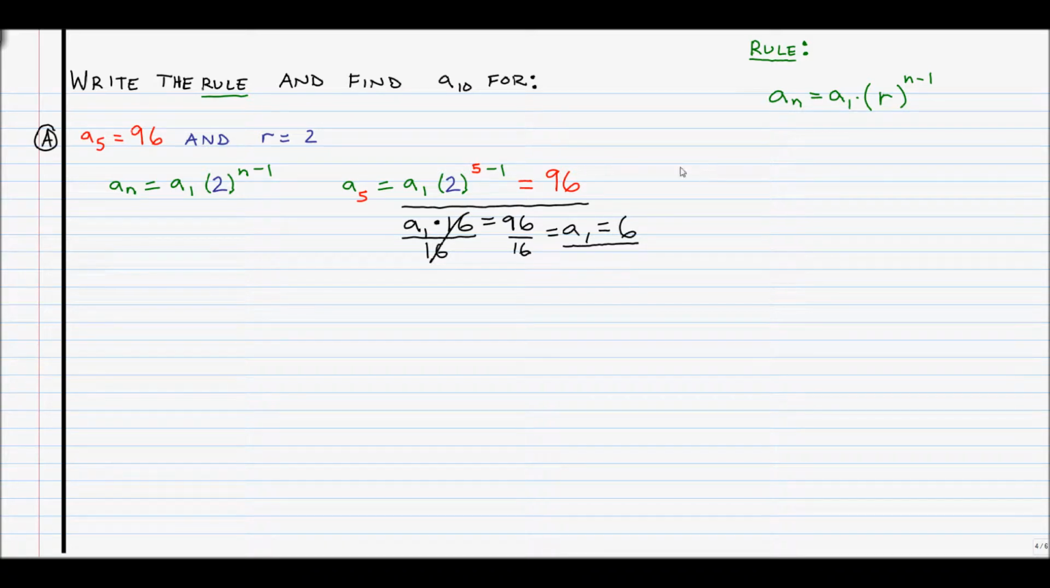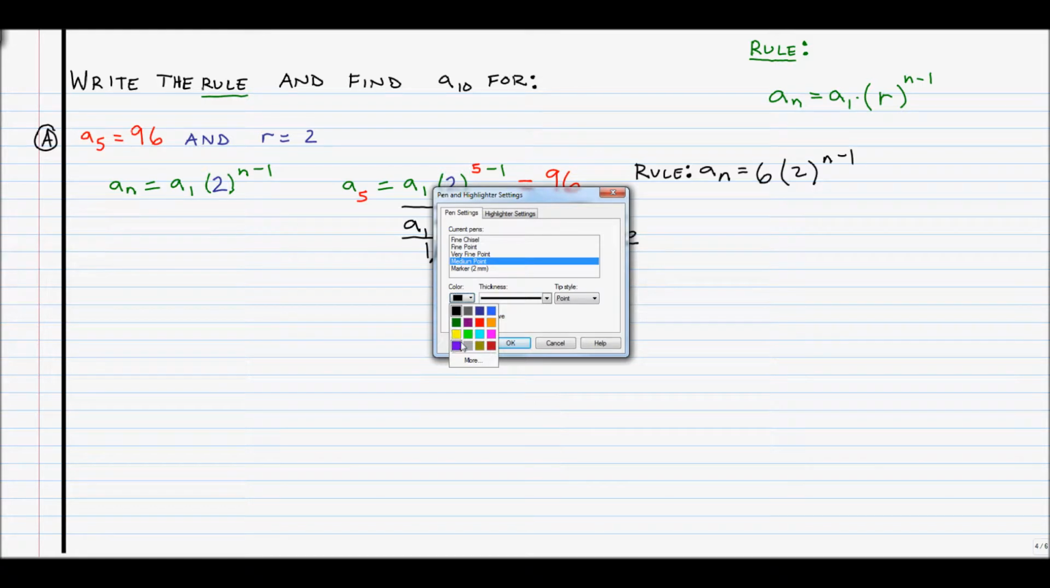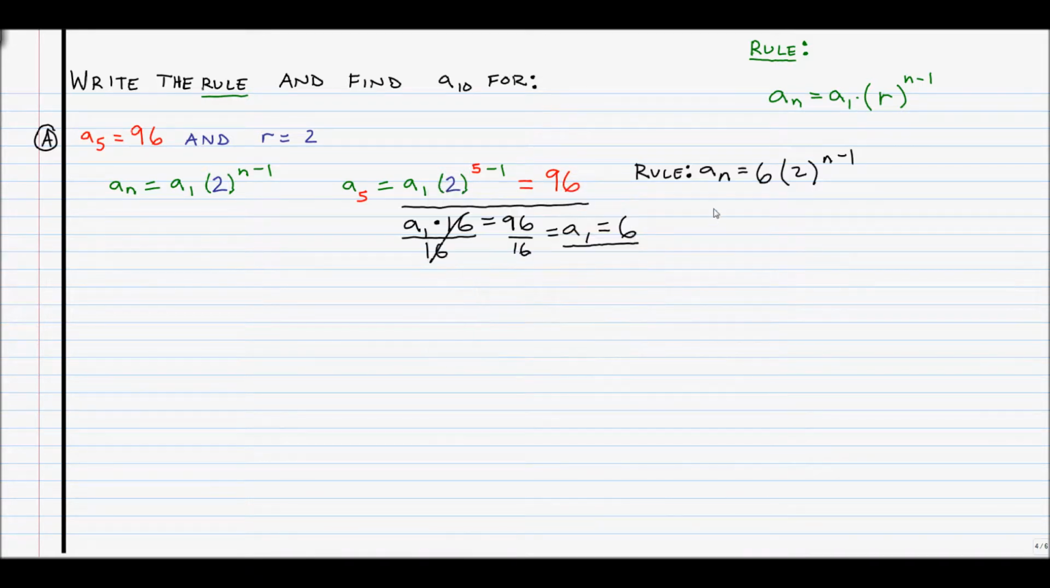So this guy, the sequence where a sub 5 is 96 and r is 2, that guy can be described by a sub n equals a sub 1, which we just discovered to be 6, times 2 to the n minus 1 power. So we've got our rule. There it is. We got the rule. Why did we want the rule? Well, of course, we wanted to figure out what was a sub 10. We just want to know what the 10th term is.